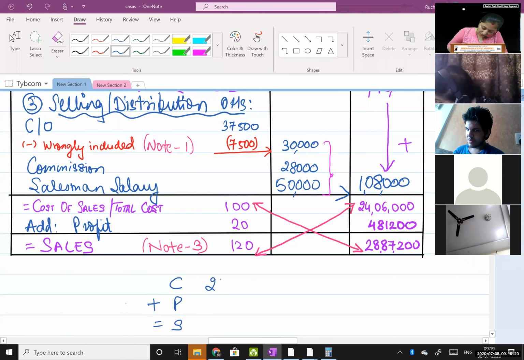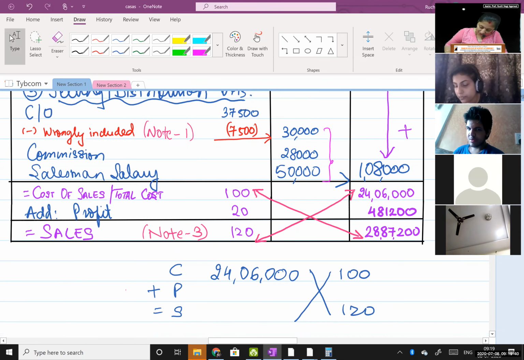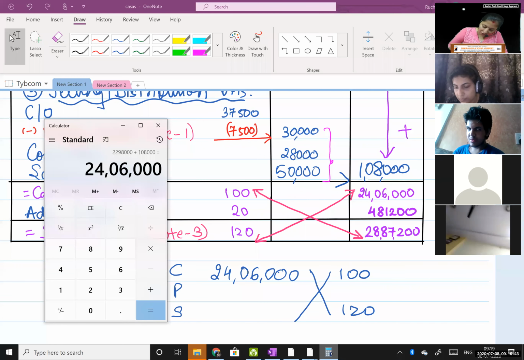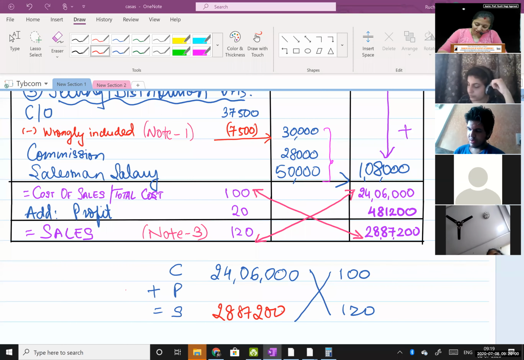How much is C? 24 lakh. No need to write this, just look at it for your reference once you are clear about it. It's already self-explanatory in the statement. So this is 100, this is 120. Cross multiply, you will get sales like this. When I cross multiply 24 lakh 6,000 into 120 divided by 100, my answer is 28 lakh 87,800. Is it clear? Is this part clear? Acknowledge it in the chat box.